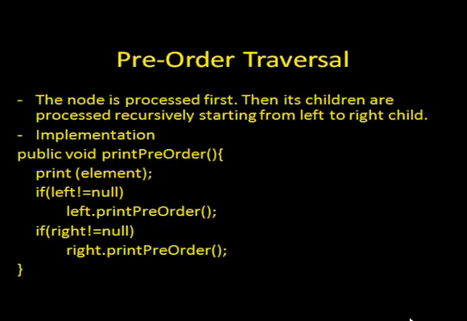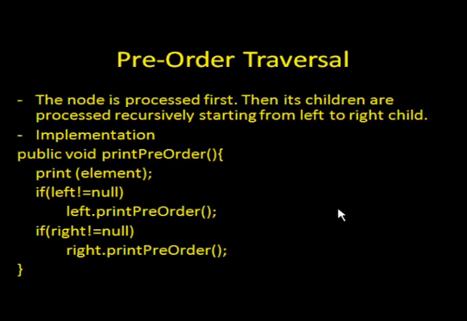What this means is that you would start at the node. You would go down the tree as normal, and the node that you start at is processed or outputted first. And then after that, the children are processed recursively, starting from the left and then to the right. Here I show an algorithm that does this recursively.